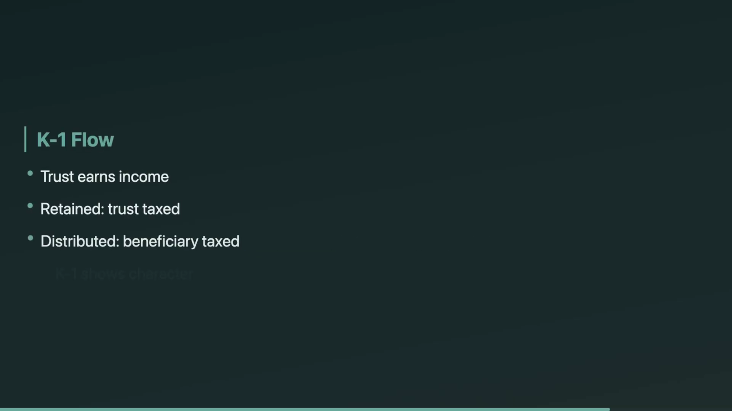Here's the clean way to visualize the flow. The trust earns income. If it keeps the income, the trust pays the tax. If it distributes income, that income usually carries out to the beneficiary, and the beneficiary reports it using the K-1. A tempting wrong answer on exams is that distributions are always tax-free. Not for trusts. Distributions are often the mechanism that shifts taxable income out to beneficiaries.